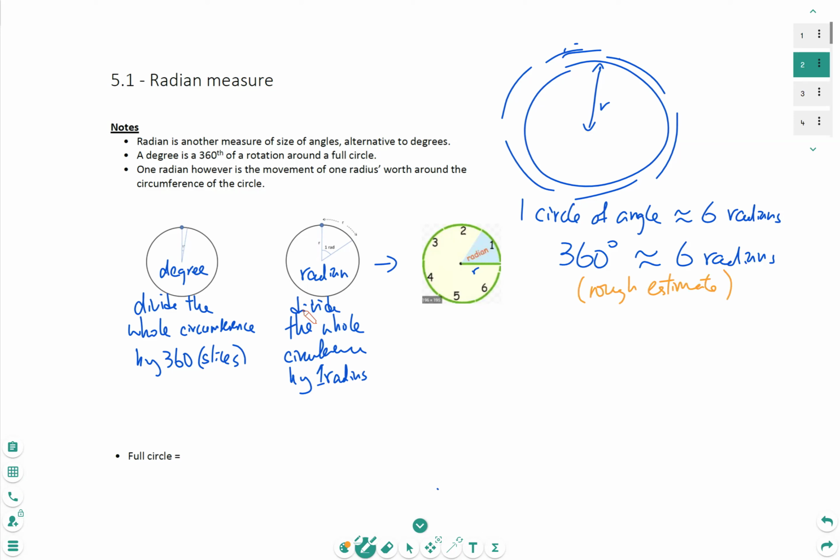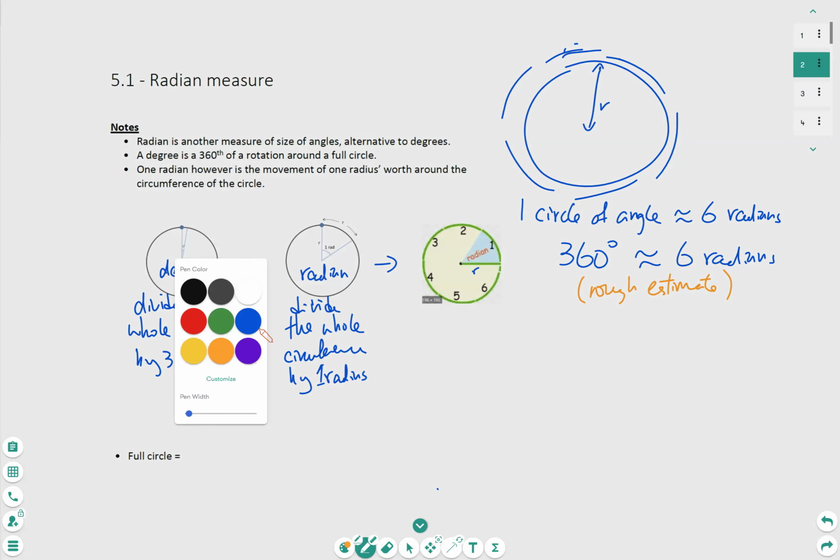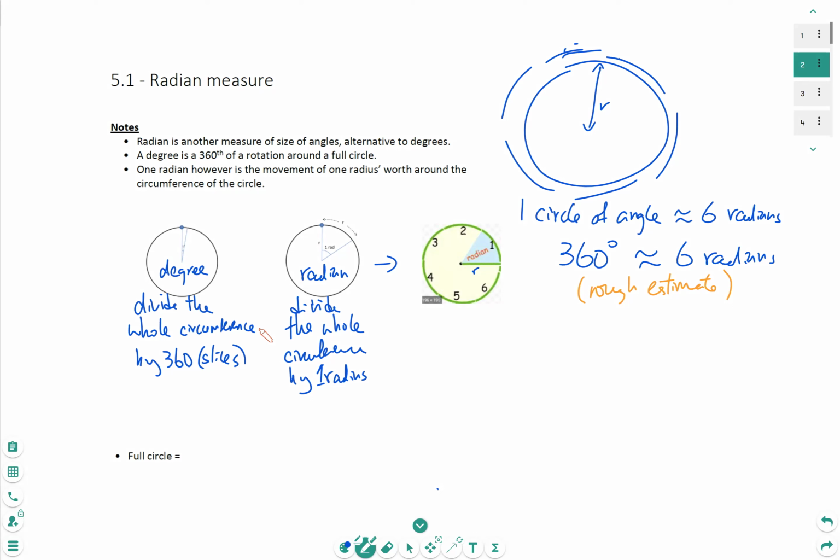So what can we do to work out the conversion between degrees and radians? Right, so here we go. We know the circumference is 2 pi r. We are thinking about how many radii, the plural of radius, can we fit into a full circumference?